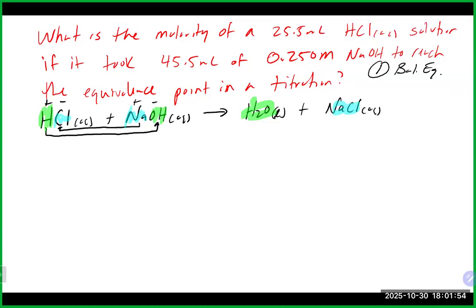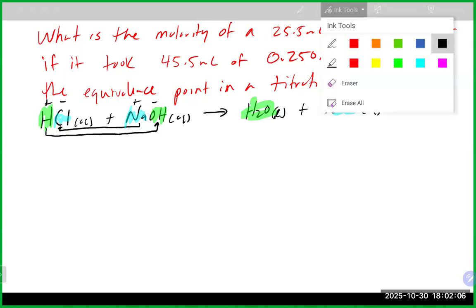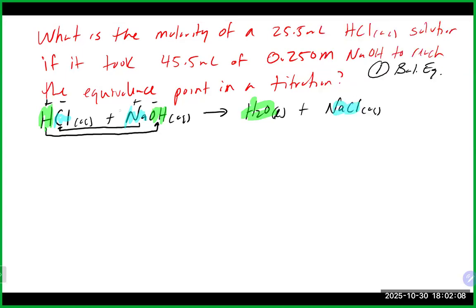So it is double displacement, and doing stoichiometry, we need the equation. We also want to make sure it's balanced, and in this case, it is balanced. We're all good on each side. So now we want to think about what's going on in terms of the information that they gave us.